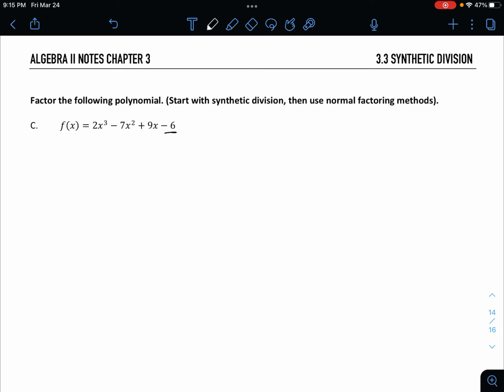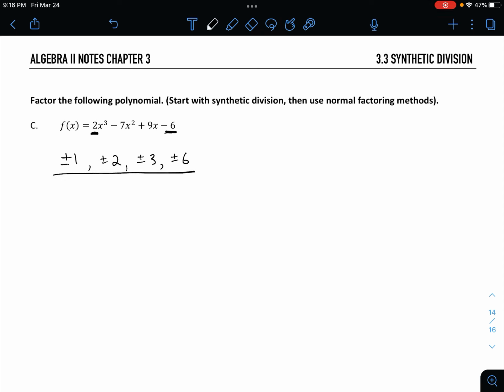So I'm first going to have to find the rational roots. So I'm going to look at my -6. The factors of 6 are plus or minus 1, plus or minus 2, plus or minus 3, and plus or minus 6. In my denominator, I'm going to divide that by the leading coefficient factors.